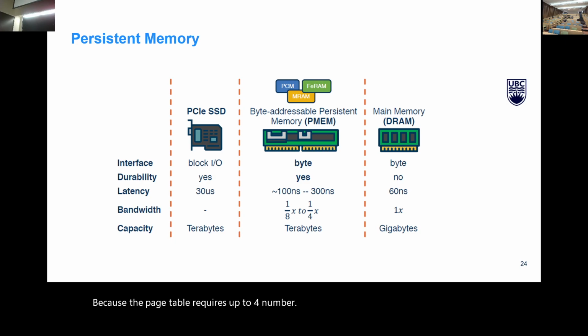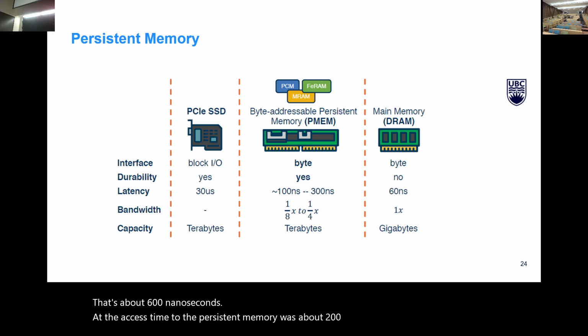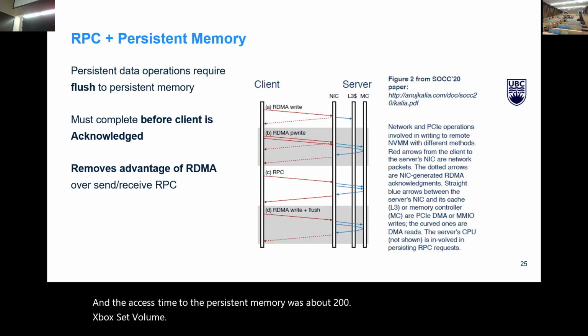And even if you're using DRAM for your pages, that's about 600 nanoseconds. And the access time to the persistent memory was about 200. That's why I said it dominated. It's a cool observation. So we can do RPC with RDMA over persistent memory.